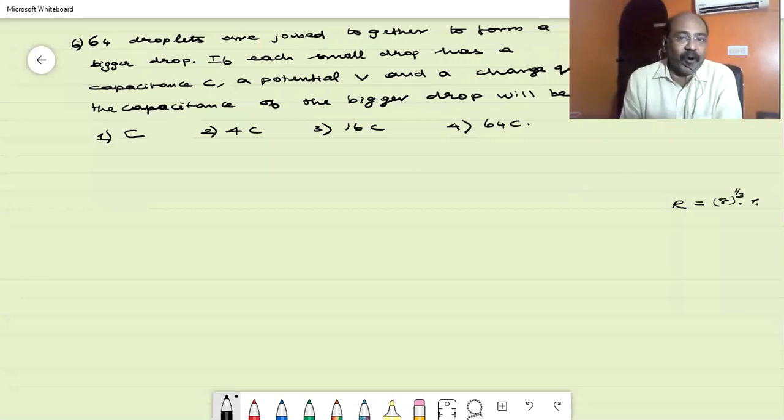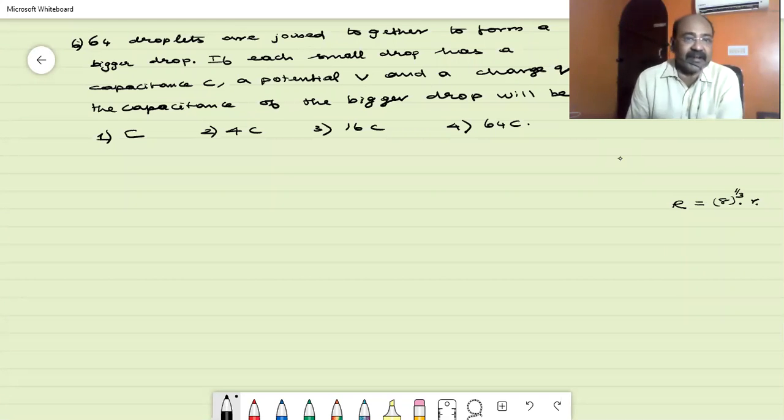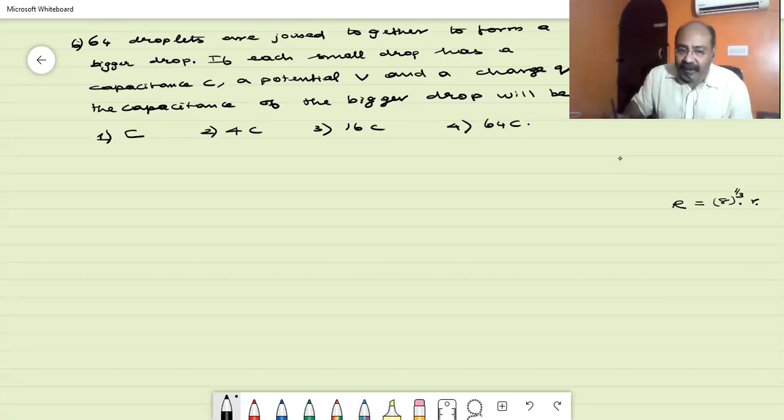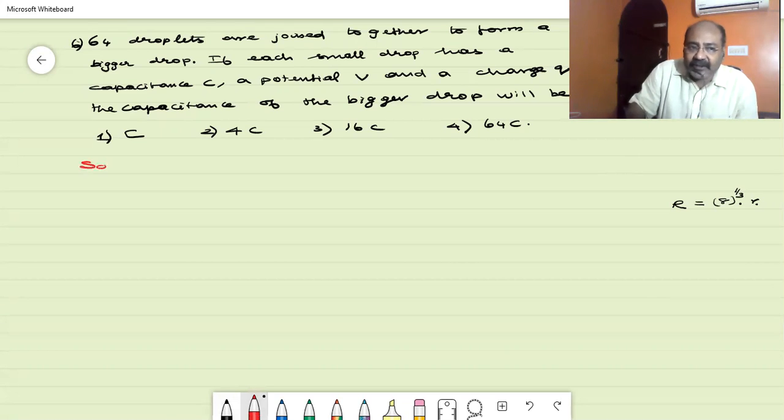A similar type of problem was given previously. There I had given 8 droplets. Here it is given as 64 droplets. 64 droplets are joined together to form a bigger drop. If each small drop has a capacitance C, so if that small drop has a radius of small r, then for that small r, the value of the capacitance we can consider as C. With a potential V and a charge Q, the capacitance of the bigger drop will be? So let us go for the solution.